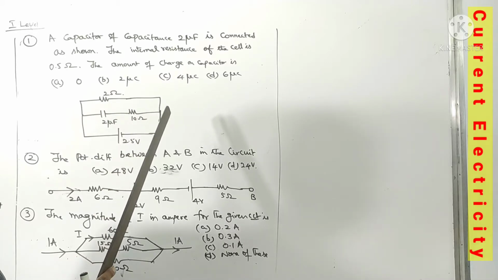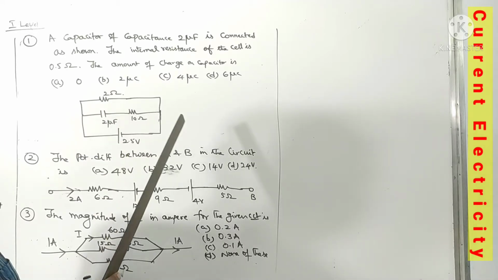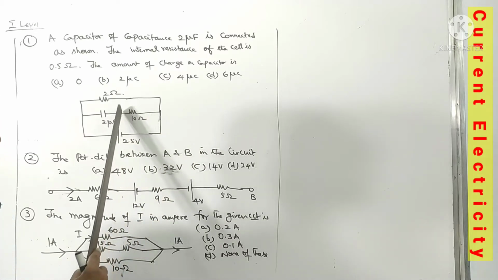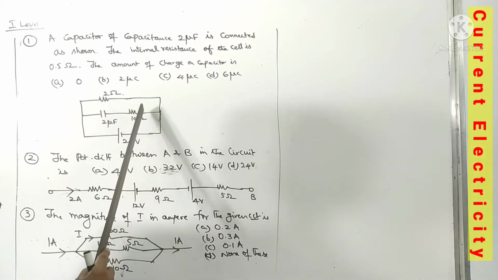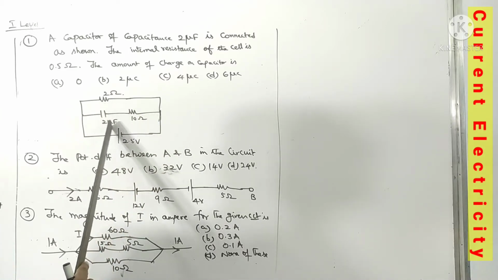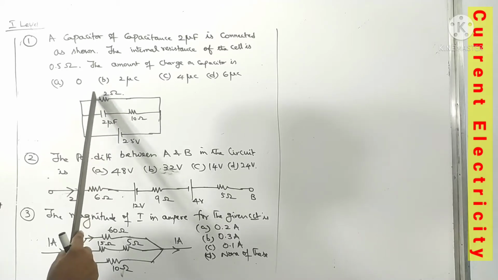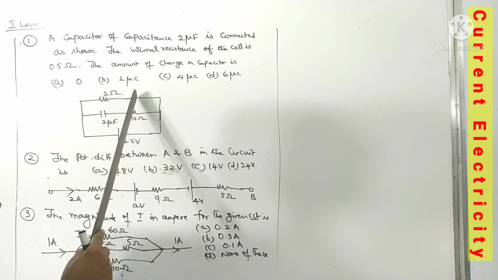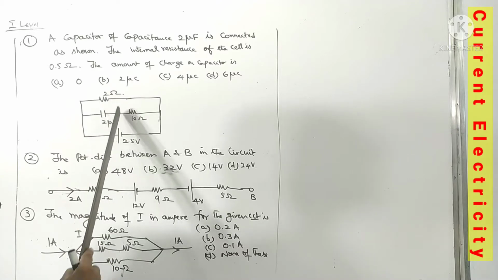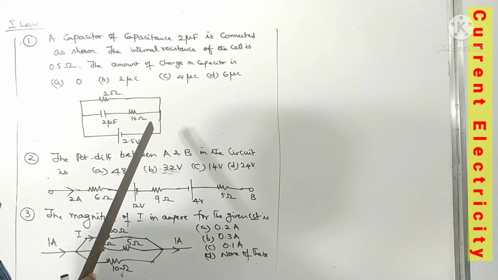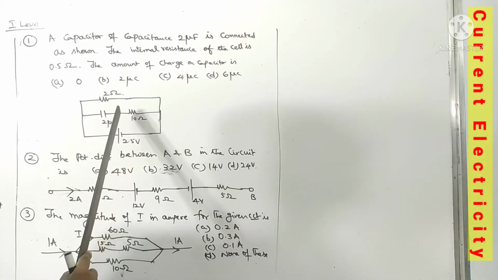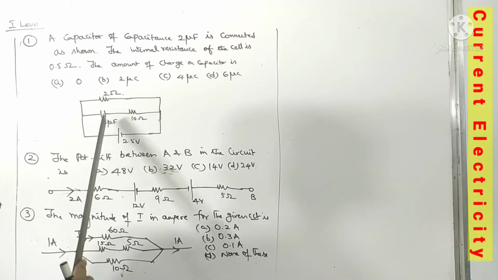When there is a continuous flow of current through a resistor, voltage appears: V is equal to I into R. Since there is no continuous flow of current through this part, there won't be any potential difference across the 10 ohm. Instead, here potential difference appears. Whatever potential difference you find across the 2 ohm, the same will exist across the 2 microfarad. Q is equal to CV, so V is equal to Q by C. We use that formula and find the amount of charge on this.